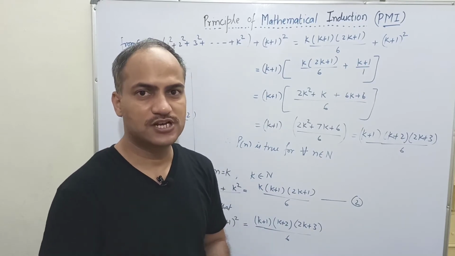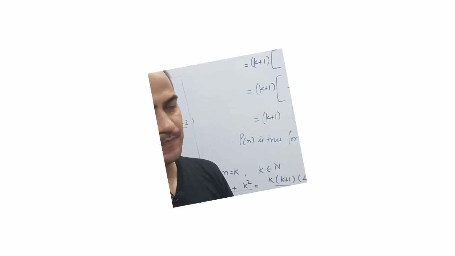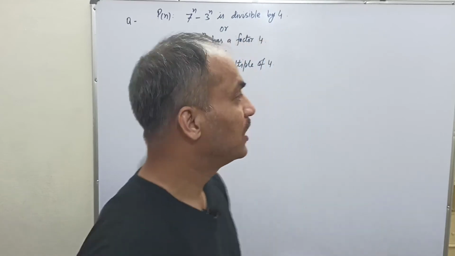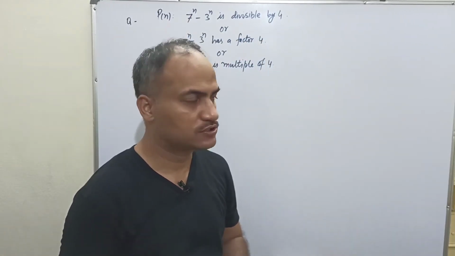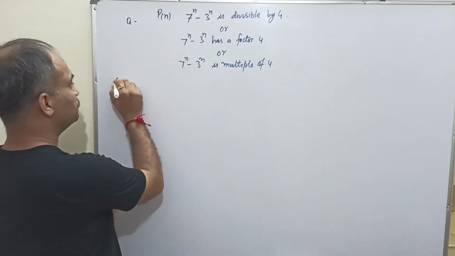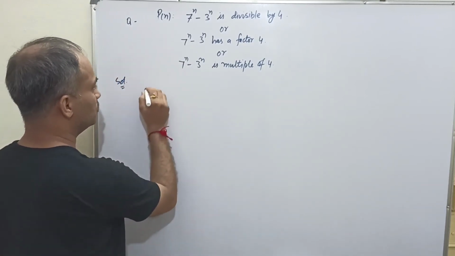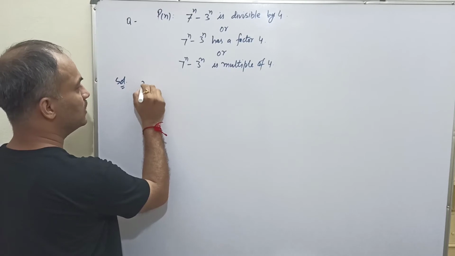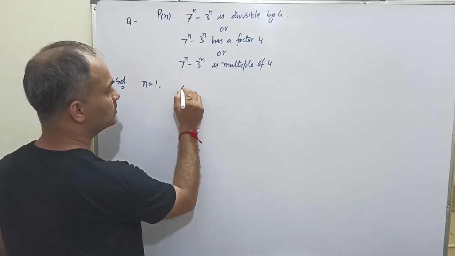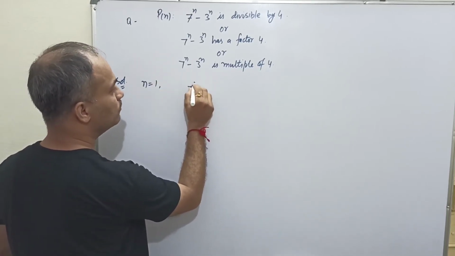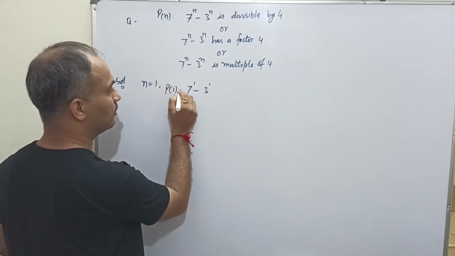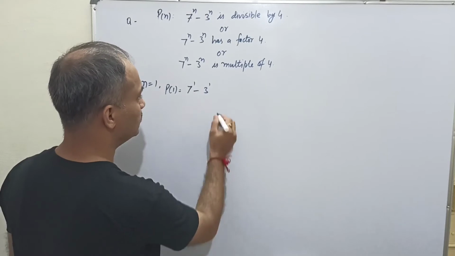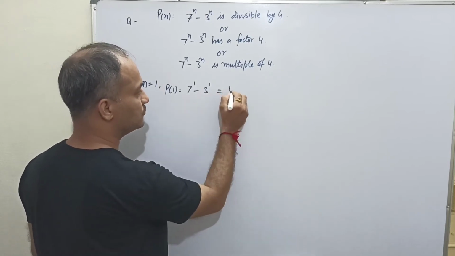Let us do one more question to make the concepts clear. Now this next question can come in three forms. For all these three forms, the same solution works. So let us see the first step of the solution. We put n is equal to 1. So what happens when we put n is equal to 1? We get 7 to the power 1 minus 3 to the power 1. This is our P1. So this is 7 minus 3, that is 4.